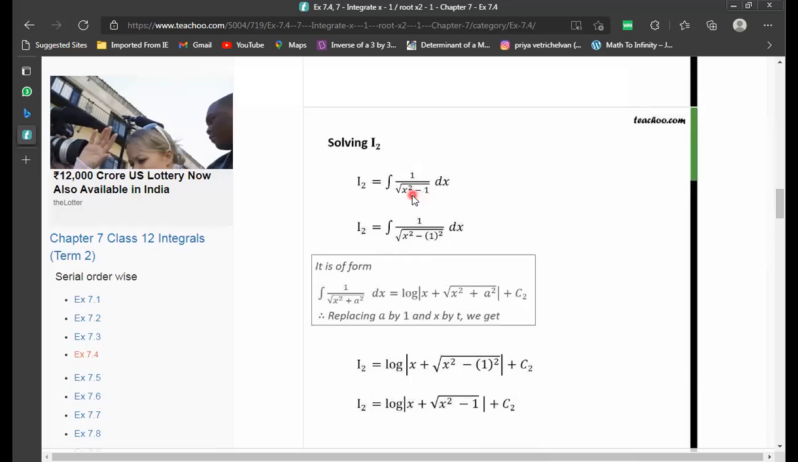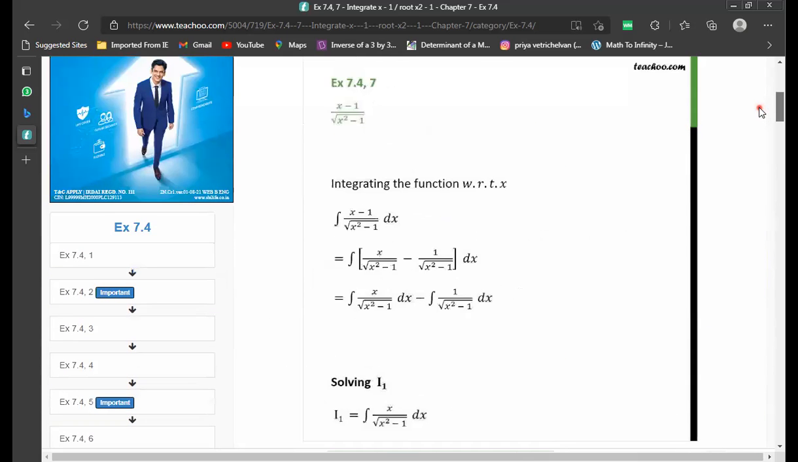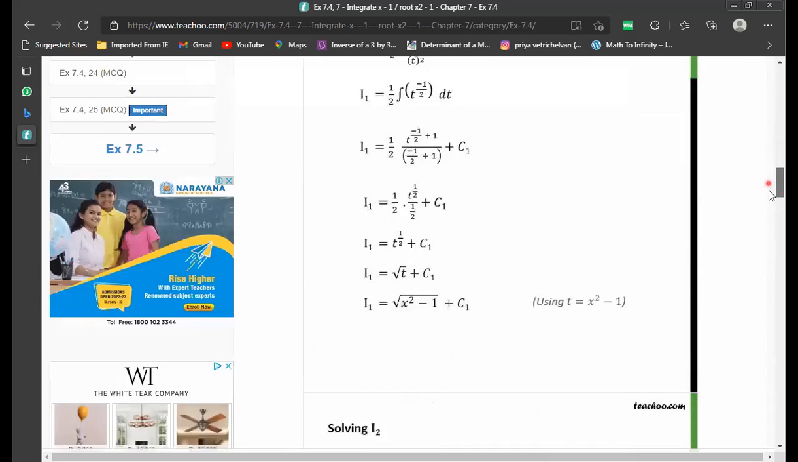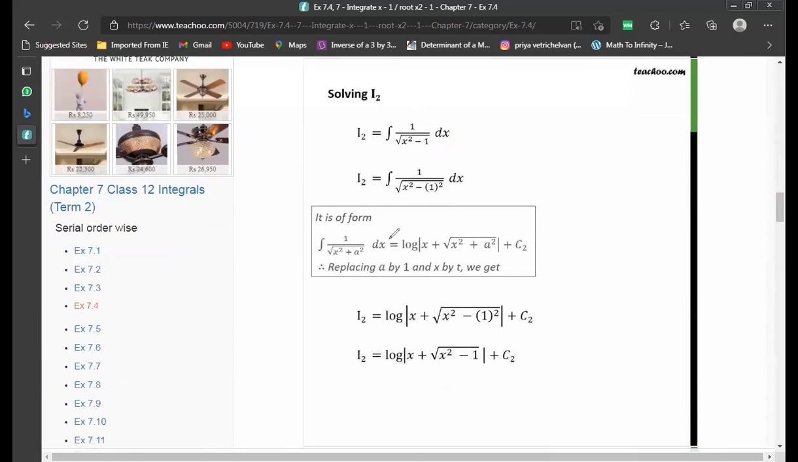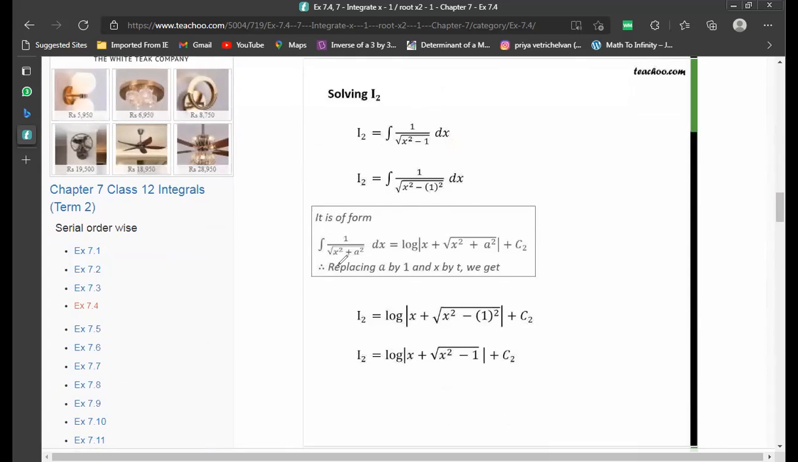It's 1 upon square root of x square minus 1. And 1 can be written as 1 square. So x square minus 1 square. Why have we used plus here? Just a second. It's minus only, right? Yes, it should be minus only. Yes, ma'am. It should be minus. So use this formula. Substitute x as x and a as 1. That's it.